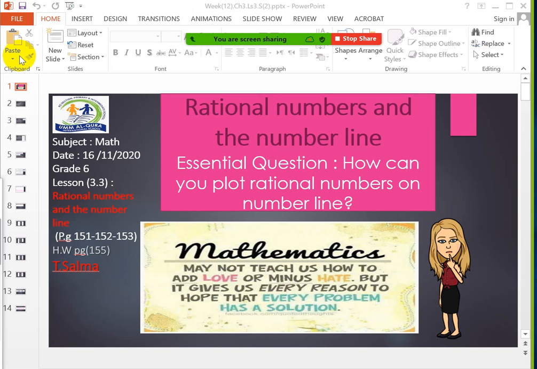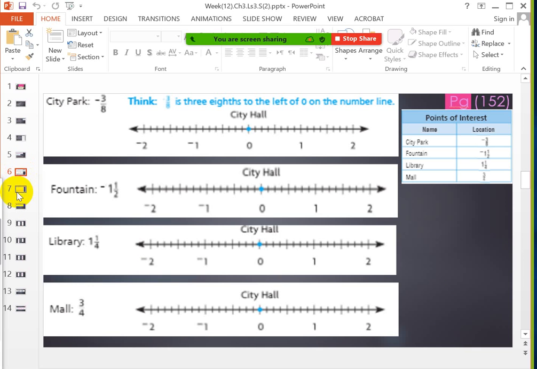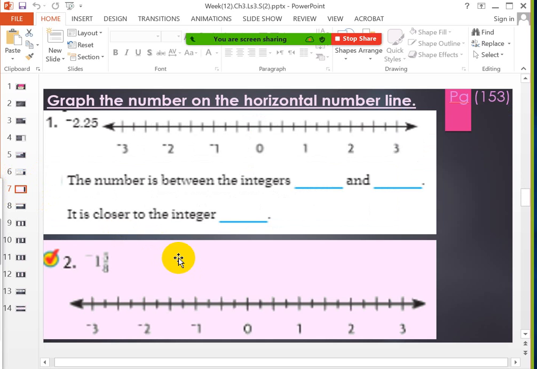So, girls, today we will continue our lesson about rational numbers. Please open your books on page 153. Yesterday we stopped on this example, and today we will continue on page 153. Graph the number on the horizontal number line, number 9.